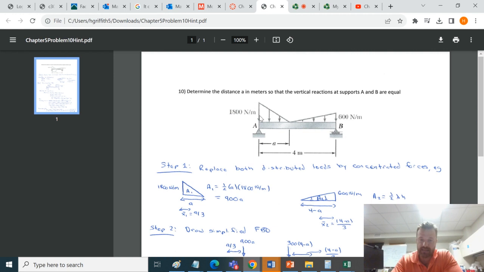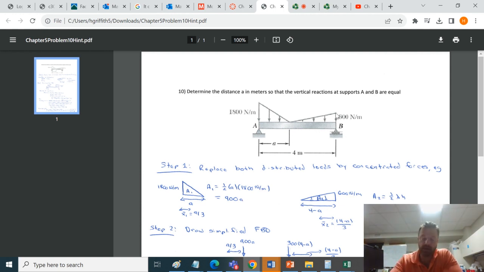So first things first, I would take the leftmost triangle, the first portion of the composite, and replace it by a concentrated load. You need the area under the curve, which is just going to be 1/2 the base, which is that unknown A, times the height, which is 1800 newtons per meter. Half of 1800 is 900. So the magnitude of the concentrated load corresponding to this portion of the distribution is 900A. It's whatever A is, the larger A, the larger that load will be.